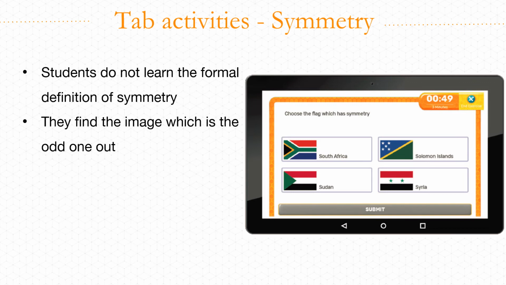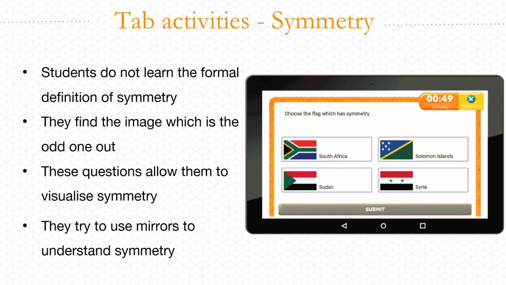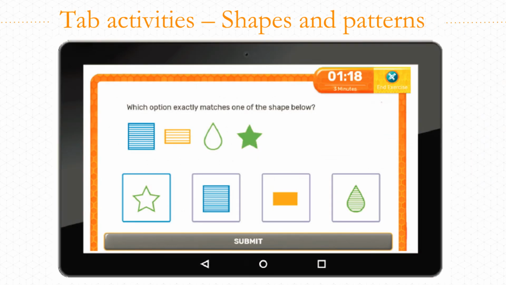Soon students will start seeing problems of a higher difficulty like these. These questions allow them to visualize symmetry. They may even try to use actual mirrors to understand the images that mirrors cast. Children identify patterns and understand shapes in an engaging way.